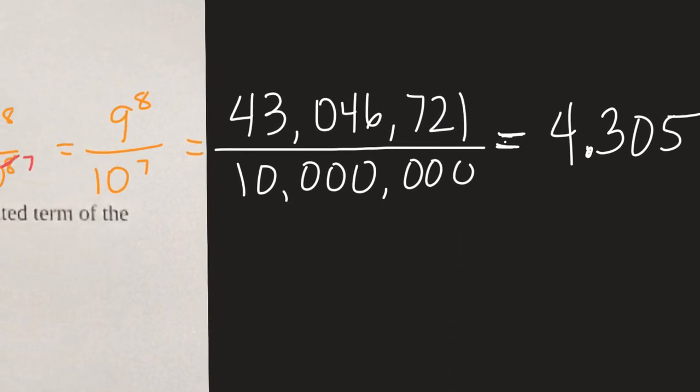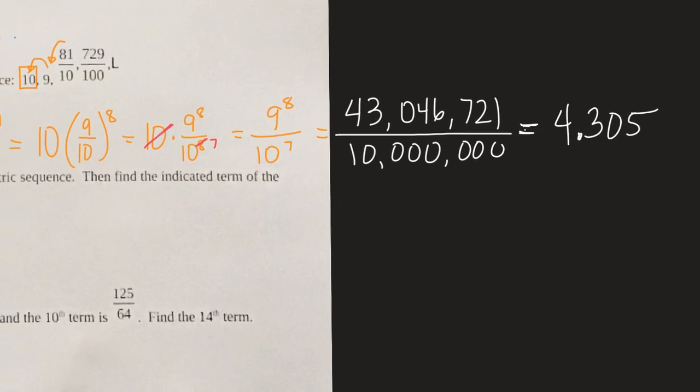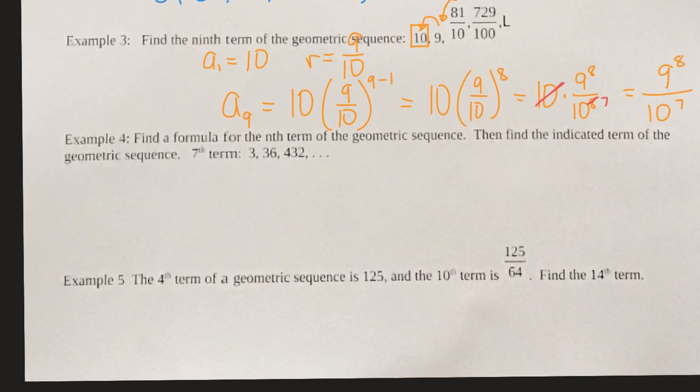But usually when it comes to geometric sequences, they're going to give it to you as a ratio, right? As a fraction rather than as a decimal. Okay, so just know, if you're looking at the answers in the back of your book or anything on your homework, that your answers will probably be written as fractions, not as decimals.